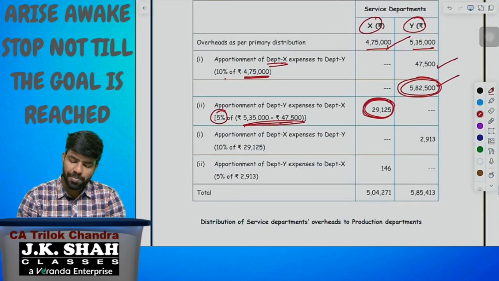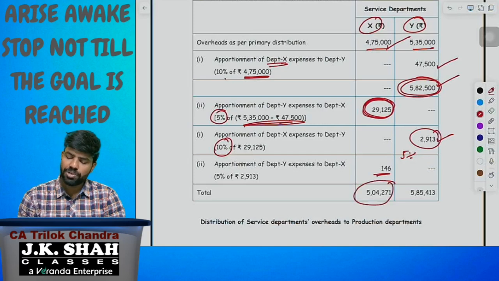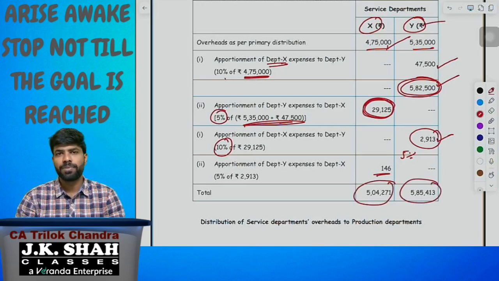See, this is the X department. Apportion 10% to Y. 10% is 2,913. Now from this 2,913, apportion 5% to the X, 146. Then make the total. Total overheads of X is 5,04,271. 5,85,413 is the overheads of Y.